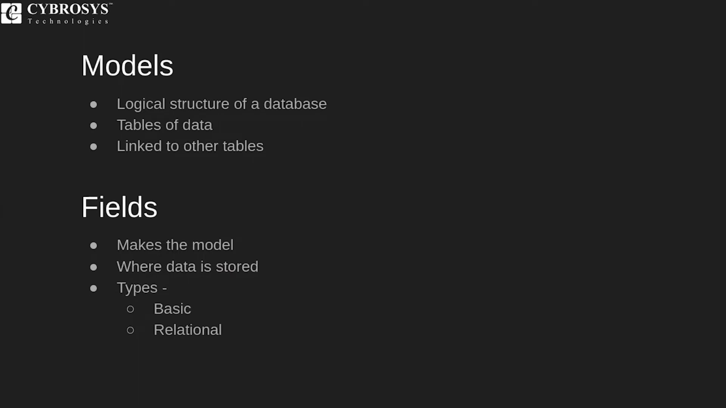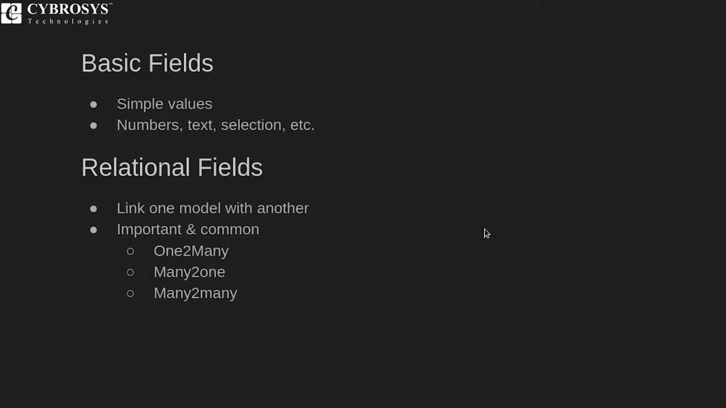The next thing is fields. Fields are the basic unit of a model or a table, and these fields are the main part where we store all the data inside a model. There are basically two types of fields: basic fields and relational fields. Basic fields contain simple values like numbers, text, selection fields, etc. Those are called basic fields.